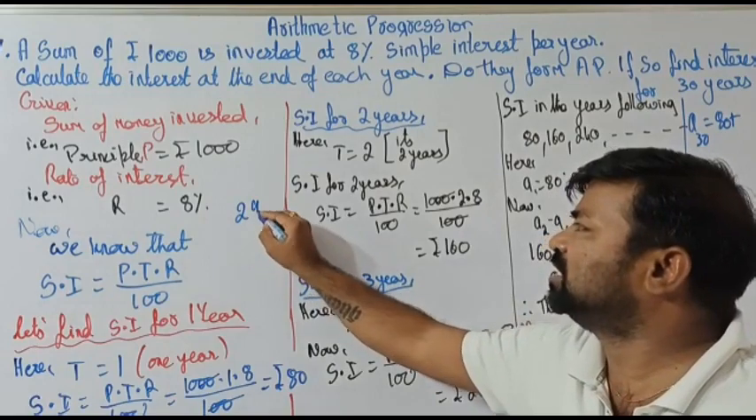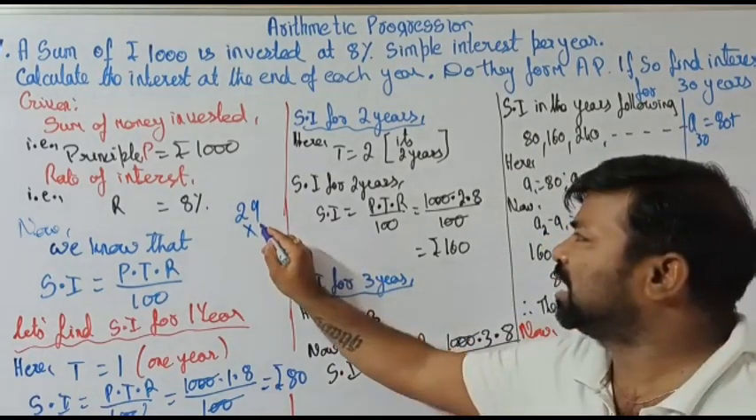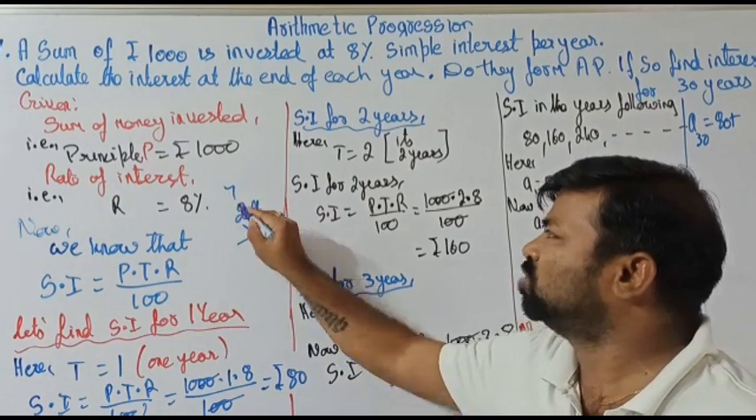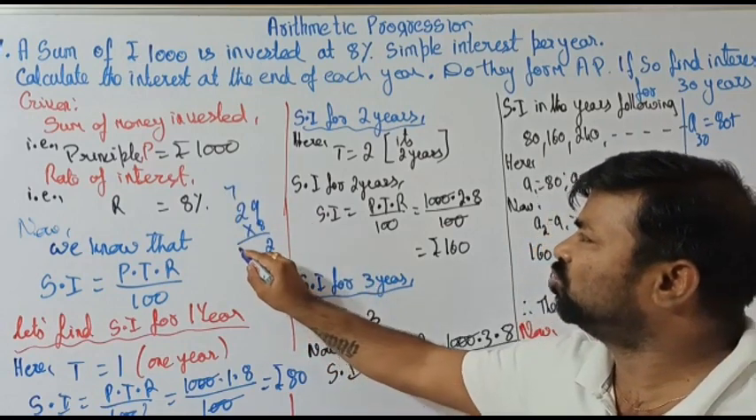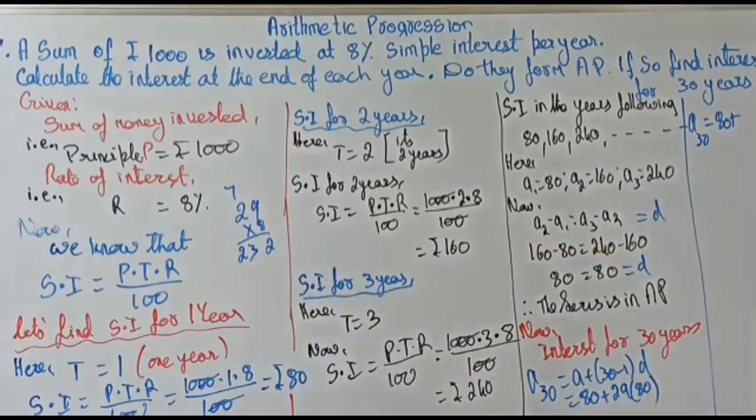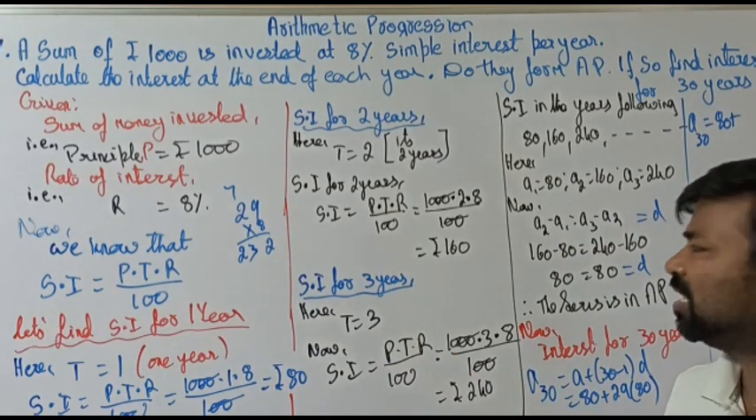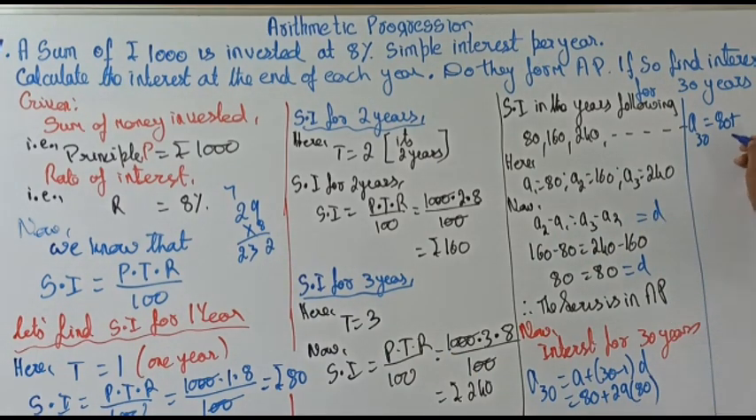Let me calculate. 29 into 8: 8 nines are 72, 16, 23, so 232, and then the 0. That is 80 plus 2320. If you add it up, it's nothing but 2,400. So the interest for 30 years we got as rupees 2,400.